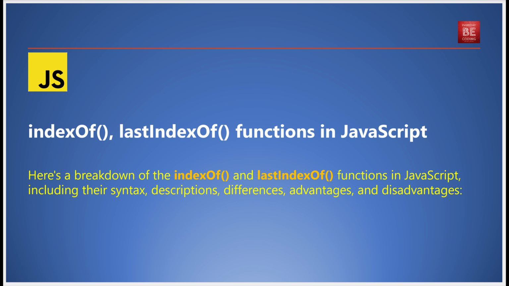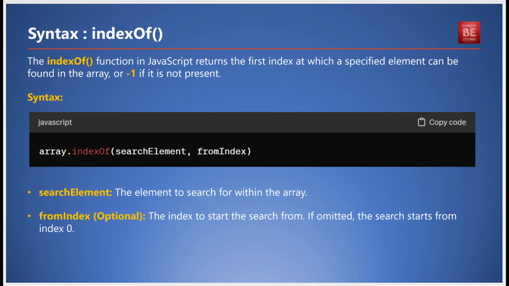How do you locate a specific element's position in a JavaScript array? Well, that's where the JavaScript methods indexOf and lastIndexOf come into play. The indexOf function in JavaScript serves to find the first index at which a specified element appears in an array. If the element is not present, it returns -1. The syntax for this function is as follows: array.indexOf(searchElement, fromIndex).